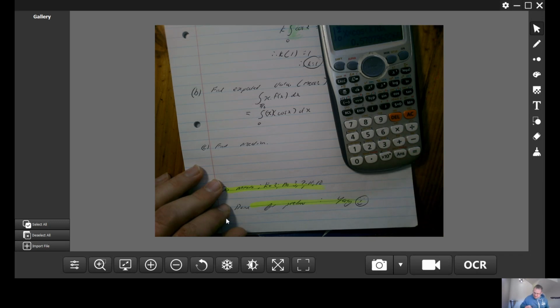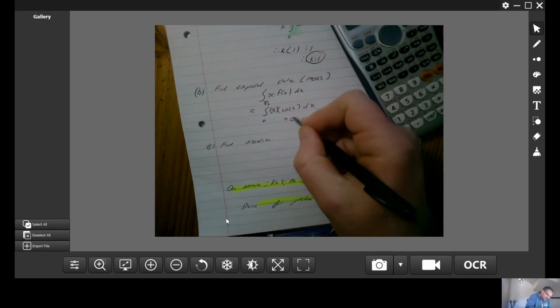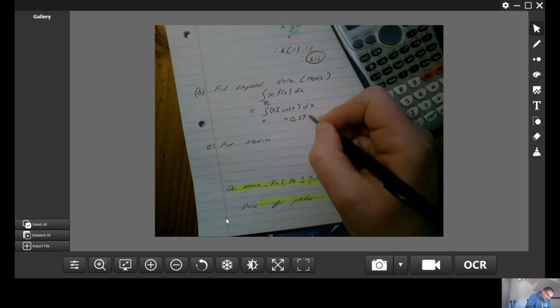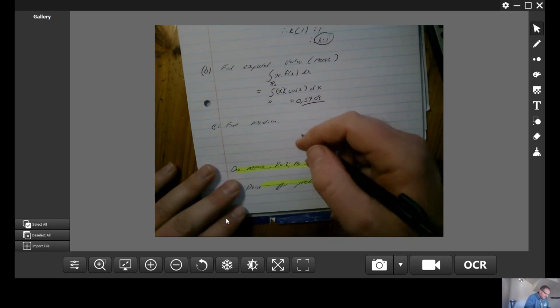And we wait for our calculator, and you should get an answer, which they took about a week to do because they did it manually, of 0.5708.